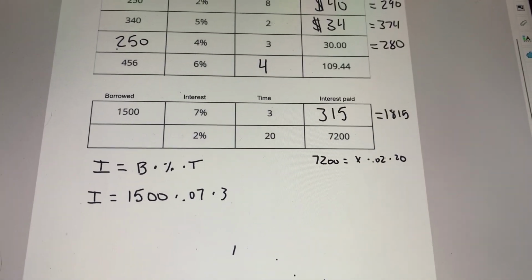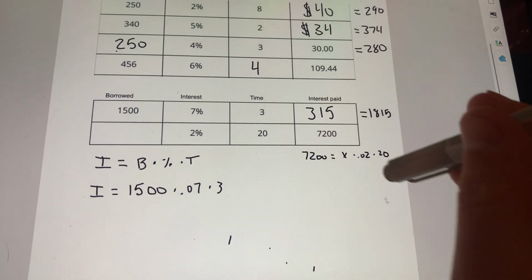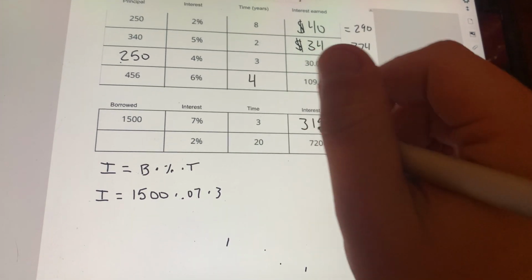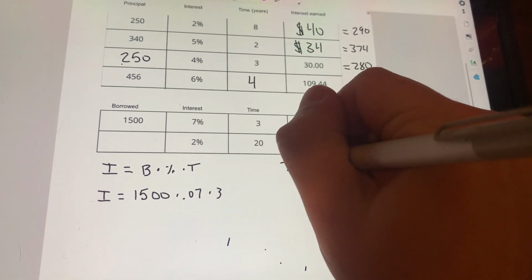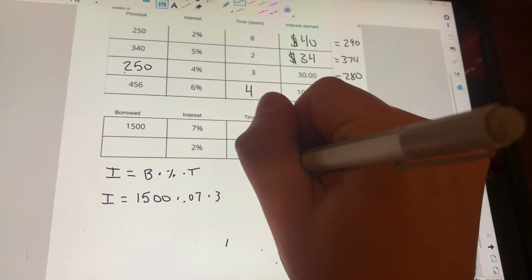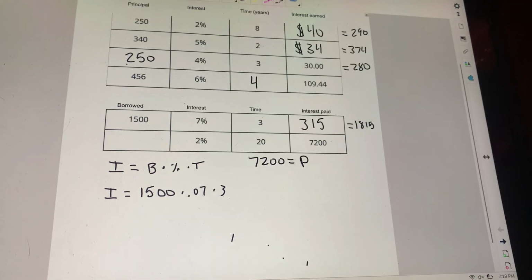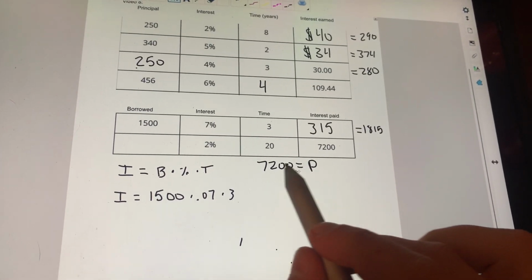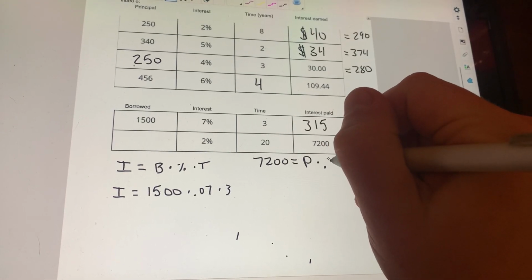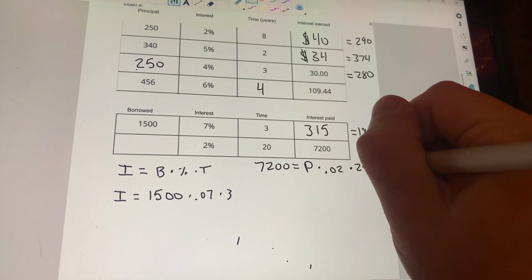Now for this next one, we're missing how much we borrowed. So we're going to be figuring out how much I borrowed, but I do know how much interest I have to pay back. So that's going to help us. So I'm going to be doing the interest that I'm paying, which is $7,200. We're going to scoot that over because it's going to take up a lot of space. So $7,200 equals the amount I borrowed. I'm going to keep using P because that's what we've been using. Times 2% as a decimal, which is 0.02. Times how long this is, which is 20.